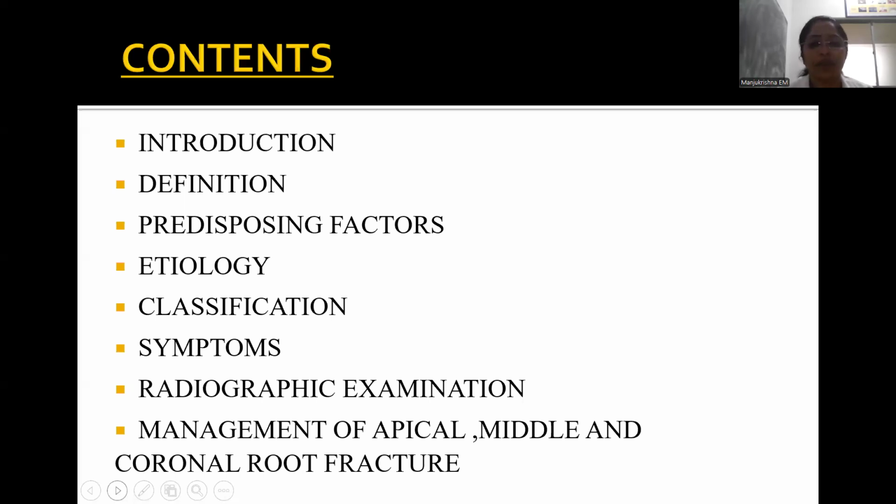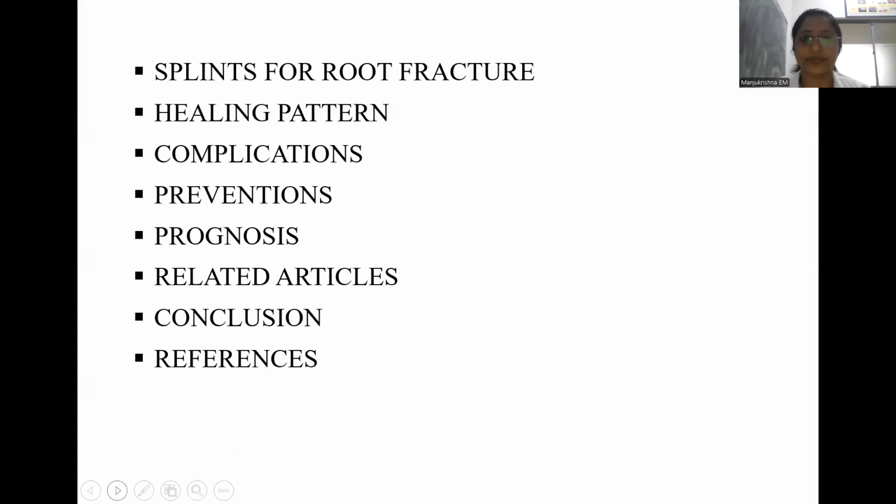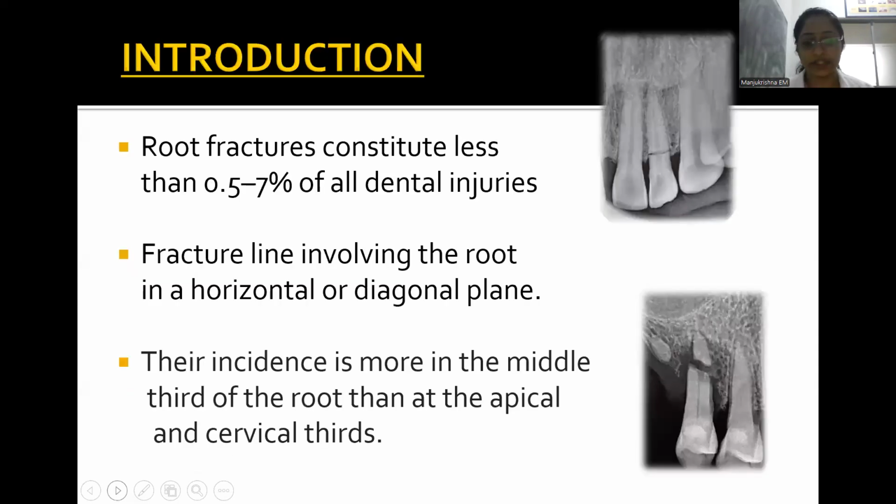These are the contents of this topic. You have to write about this when we are dealing with root fractures: introduction, definition, predisposing factors for root fractures, etiology, classification, symptoms, radiographic examination, management of apical and coronal root fractures, splints for root fractures, healing pattern, complications, prevention, prognosis, related articles, and conclusion. This should be the contents when you are writing it.